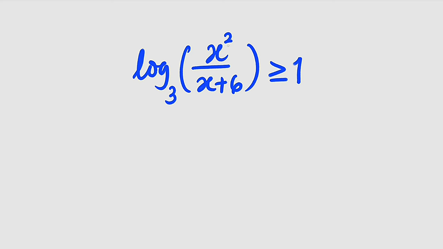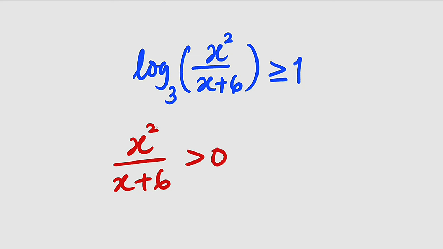Let's start with the domain. Remember, the input must always be a positive number greater than 0. Therefore, x squared divided by x plus 6 must always be greater than 0. You should know that this is a rational function. We don't want the bottom to be equal to 0. So which value of x will make this equal to 0 is when x is equal to -6, right? So we don't want this value.